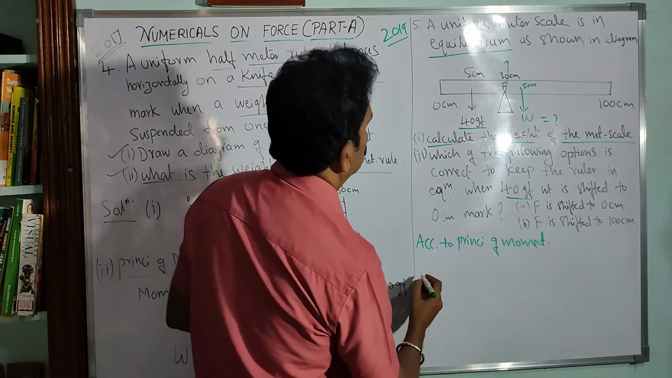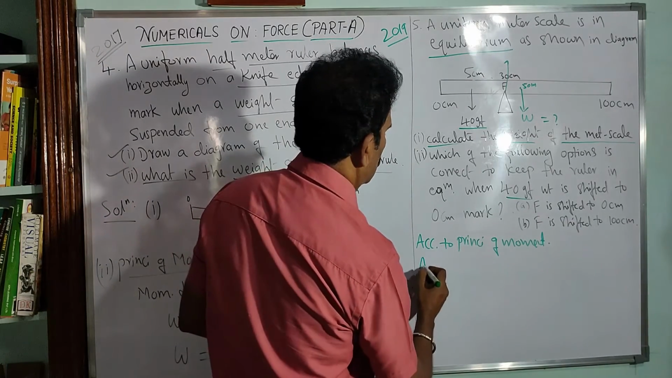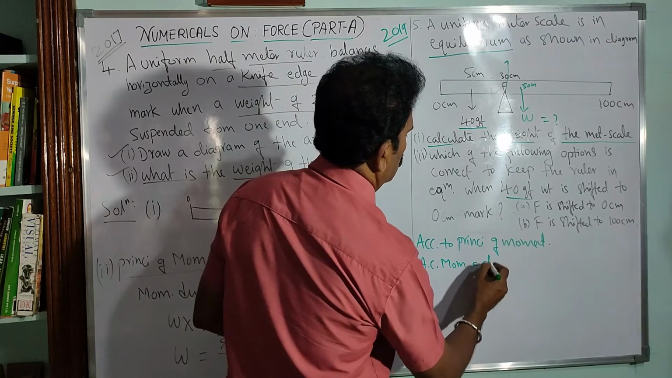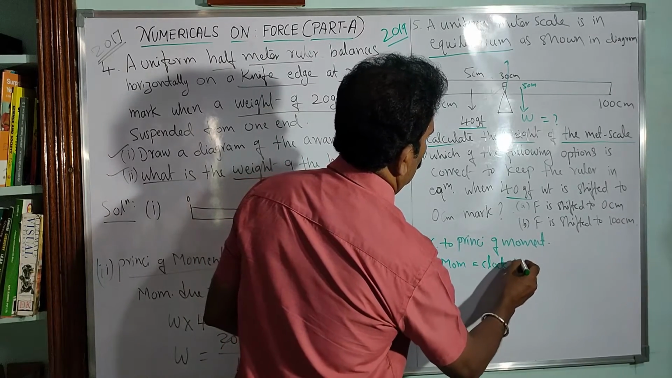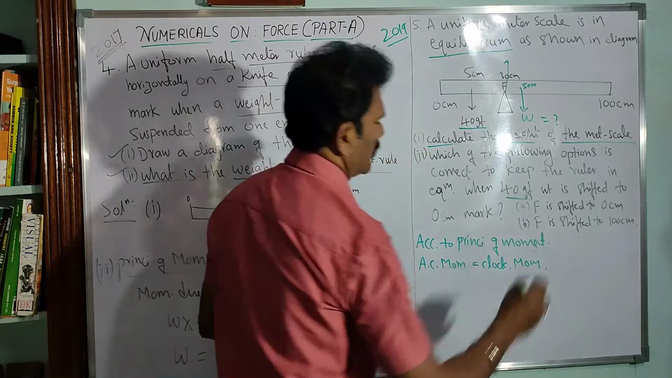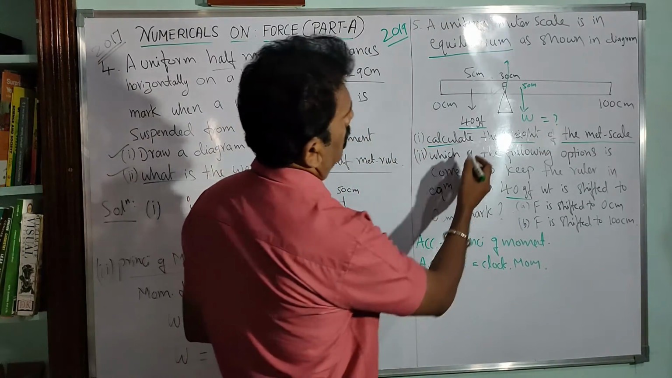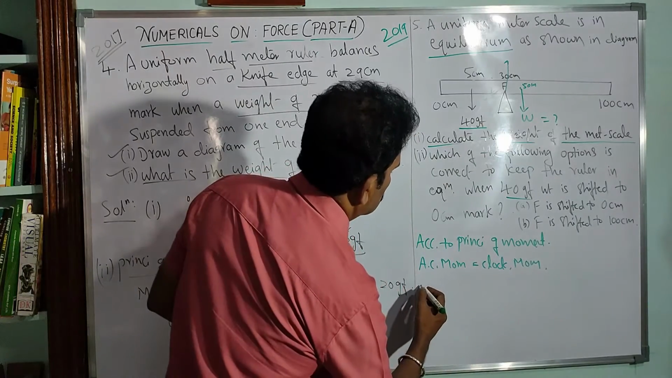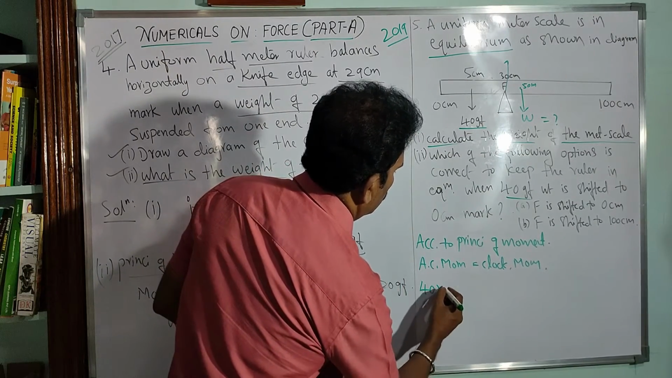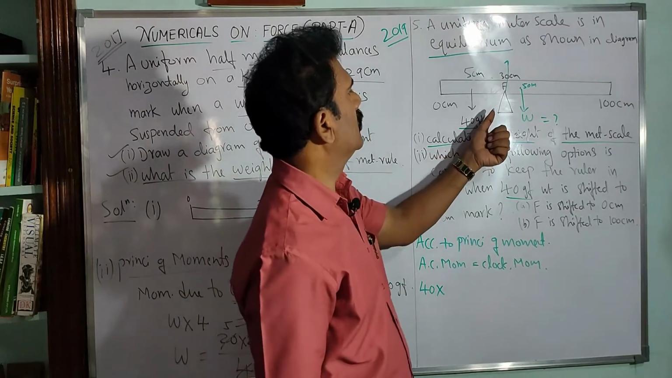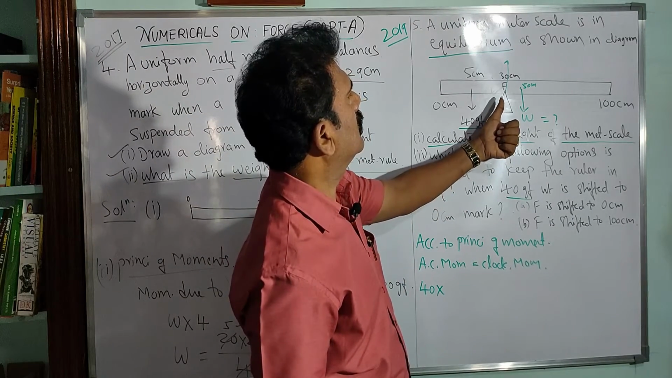Clear? According to the principle of moments, the anti-clockwise moment should be equal to the clockwise moment. I will write it in short form. The anti-clockwise moment is given by 40 gf.